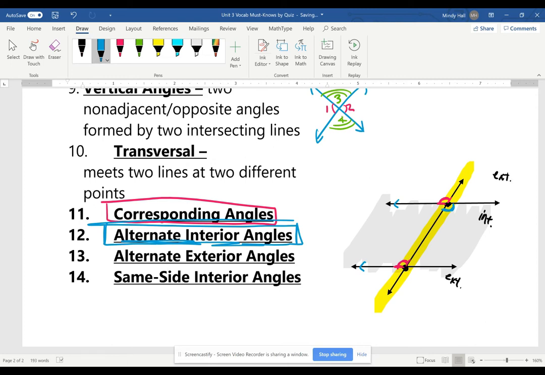So with alternate interior angles, if I have this angle up here, my alternate interior angle is going to be on the other side and in line or inside with it.